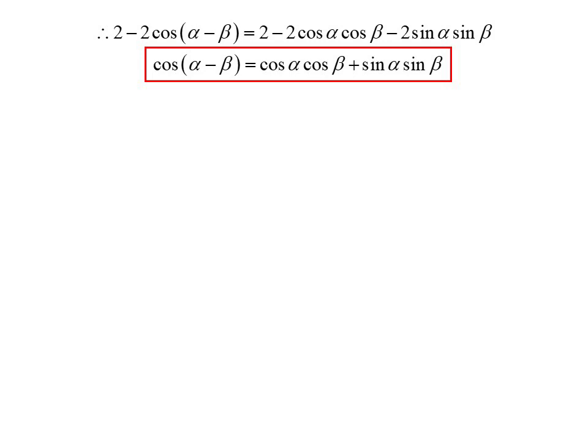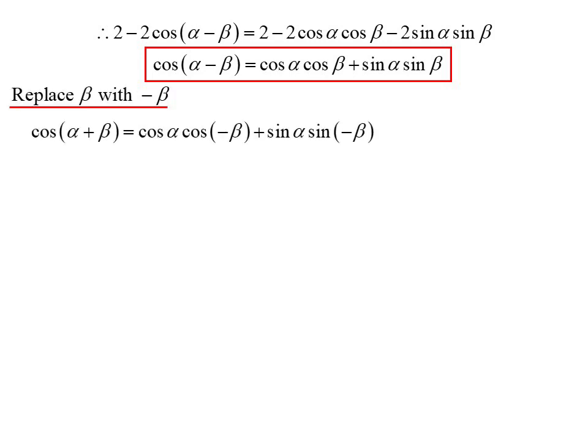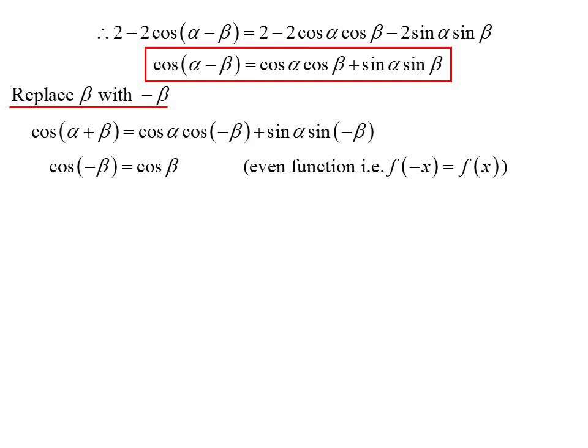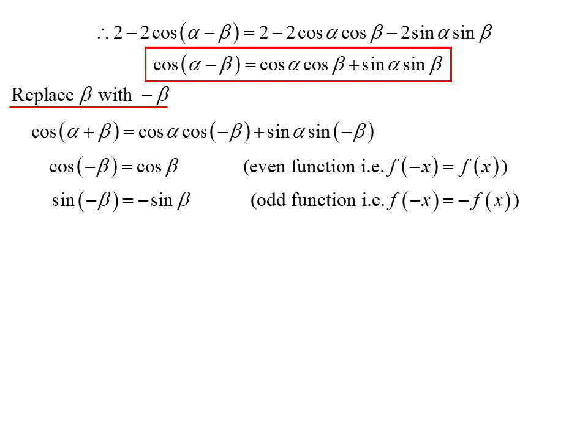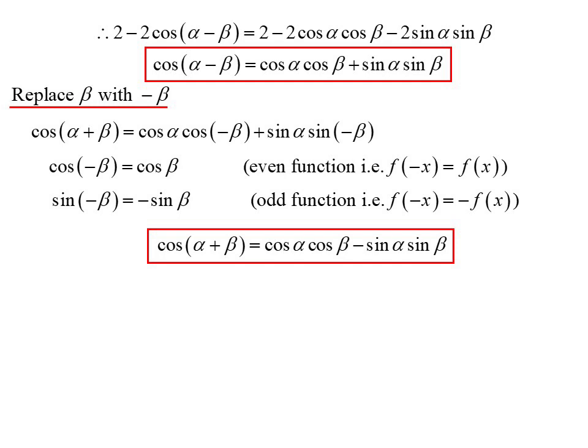Now we can play around with this formula to create one for alpha plus beta. If I replace the beta with a negative beta, then it will become cos(alpha plus beta). But then I've replaced it on the right hand side as well. If I take advantage of odd and even functions, remember the cos of negative beta is the same as cos beta because it's an even function. And the sine of negative beta is negative sine beta because it's an odd function. And I end up with this formula: cos(alpha plus beta) is cos alpha cos beta minus sine alpha sine beta.